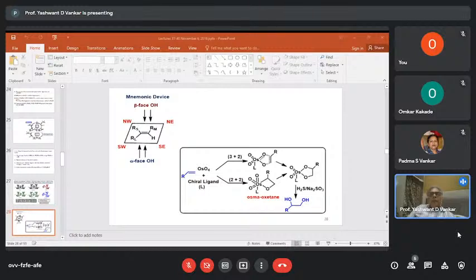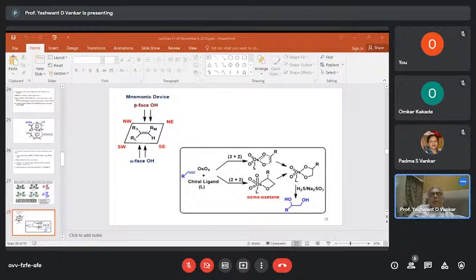Now you see the dihydroxylation takes place, as you can see from here, that this is the mnemonic device, which is a little bit difficult to explain why this happens, because the model which has been presented by Sharpless is not very easy to explain, but the mnemonic device helps you to get the stereochemistry of the dihydroxylation.